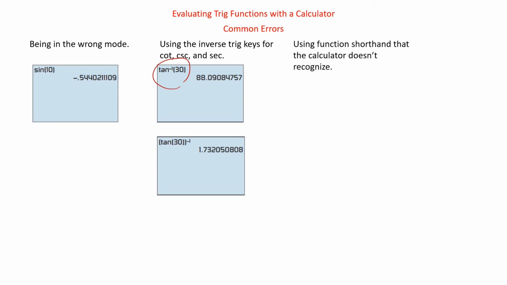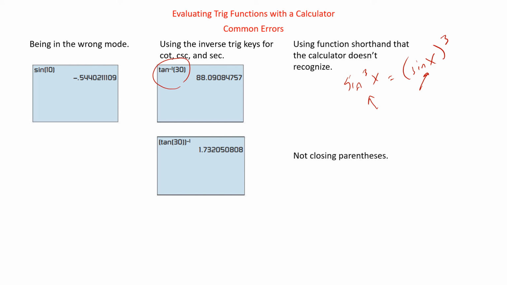Using function shorthand the calculator doesn't recognize. So when we have things like sine cubed, we write it like that. We put that cube there. And what that means is this is sine of x, cubed. A lot of times, the calculators don't like that. And so you'd have to do it that way. You get sine x, it's a number, and then you cube it. It means the same thing. But again, the calculators don't usually like that exponent up there.